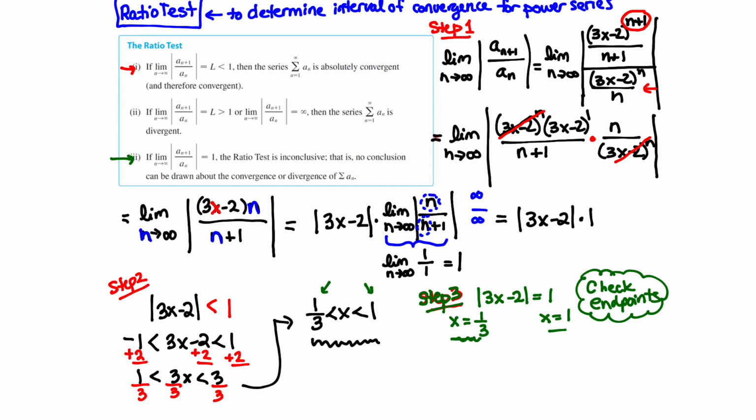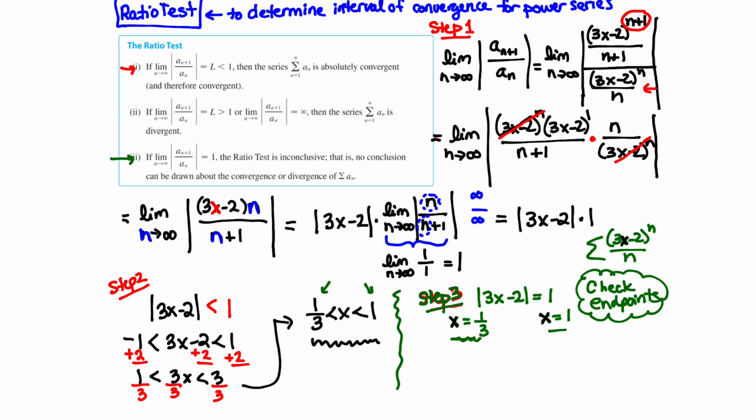And that means we take 1/3 and we go back to the very beginning and we look at our original series, which was (3x minus 2) to the n over n. And in place of x, we put 1/3 and we say, what's happening? And then in place of x, we put 1 and what's happening? All right, so let's go back here then and do this last step, which is checking our endpoints.